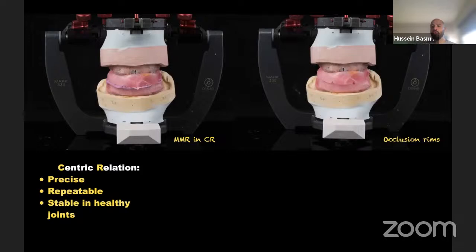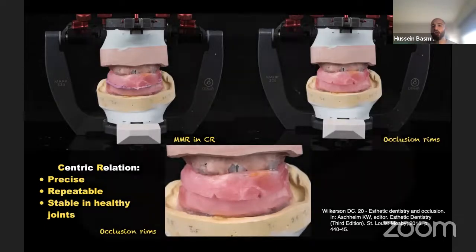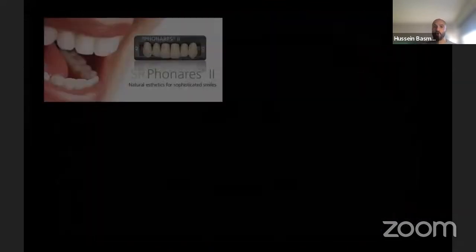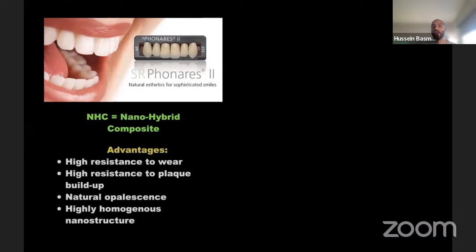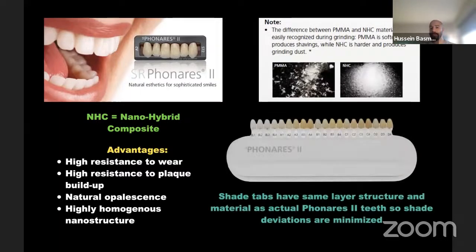So basically, we move this in the patient's mouth, and we try to fabricate the MMR, which is basically in the centric relation. Once we have this MMR, we can then have a teeth setup, and most of the time we recommend using nano hybrid composites. They have a high resistance to wear, they have high resistance to plaque buildup, and they have a very aesthetic appearance.